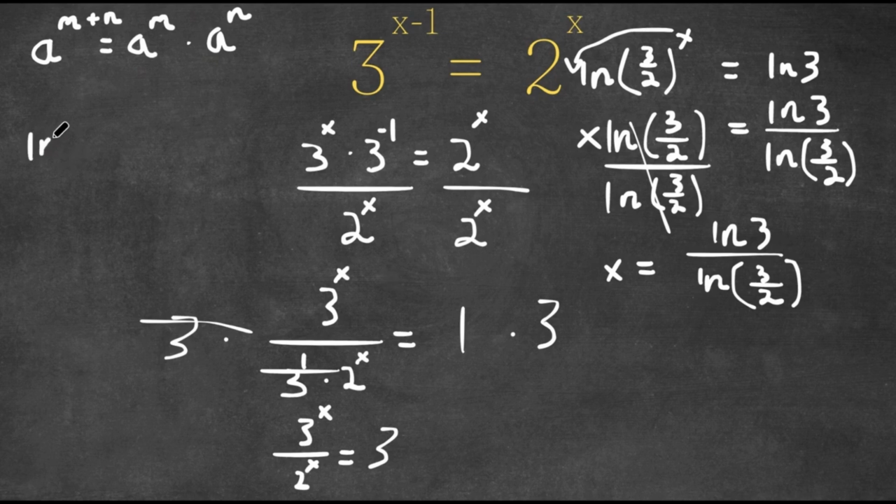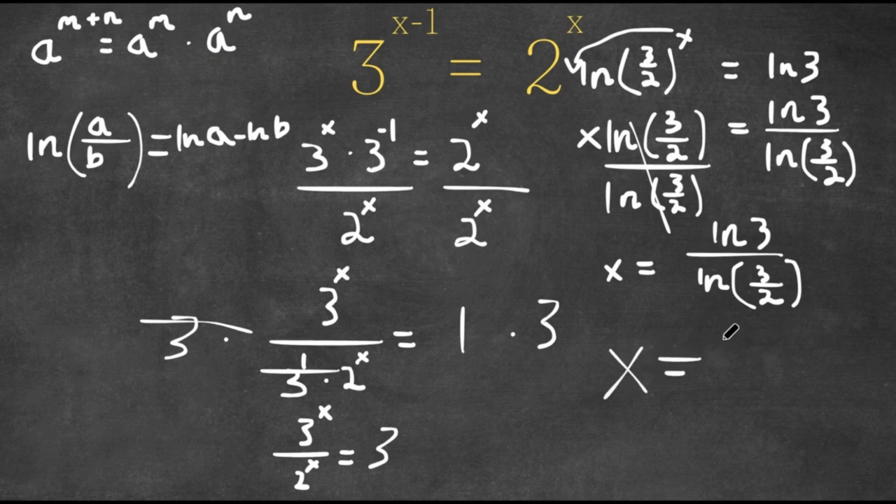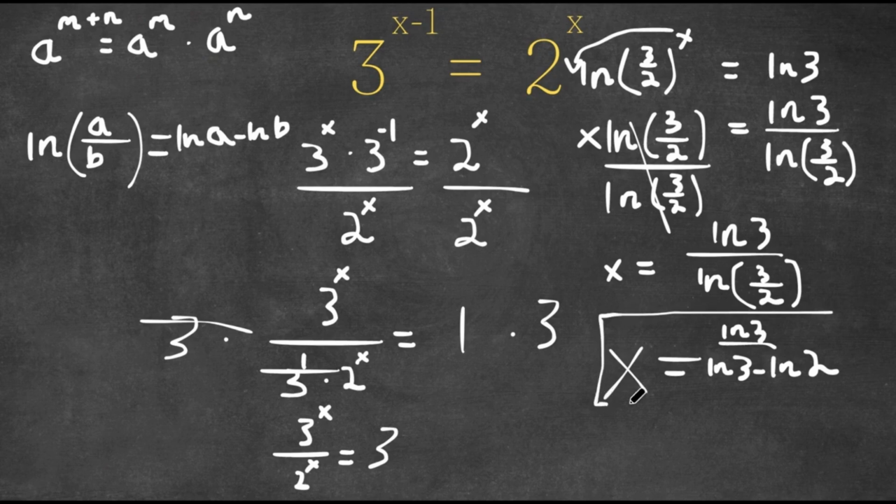because if we have something in the form ln a over b, this is actually equal to ln a minus ln b. So ln 3 over 2, this would equal ln 3. So x is equal to ln 3 over ln 3 minus ln 2. So this is our answer.